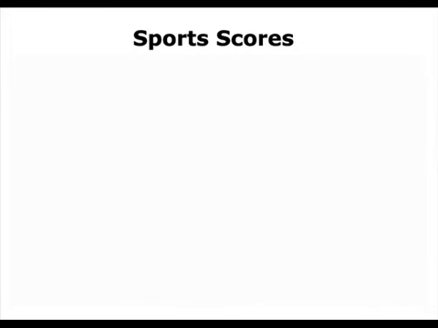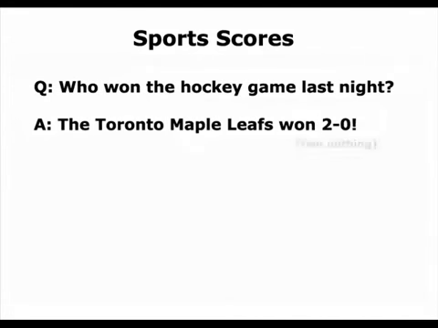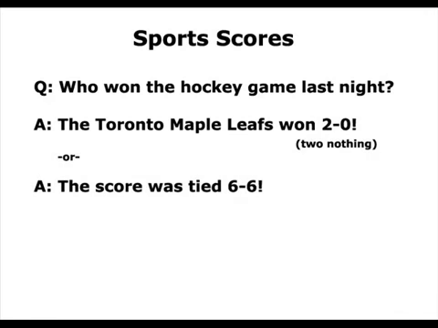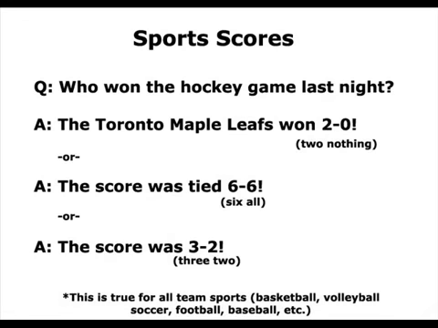We have different ways of saying sports scores in English. For example, who won the hockey game last night? The Toronto Maple Leafs won 2-0. One team scored 2 points, the other team did not score any points. Another possible answer is the score was tied, 6-all, meaning both teams scored 6 points. For all other scores, just say the number. The score was 3-2. This is true for all team sports.